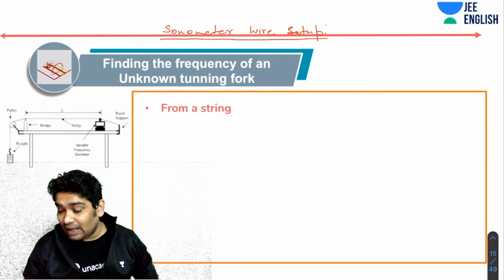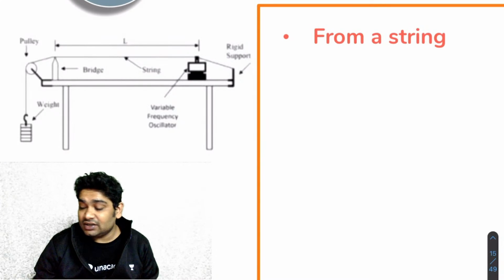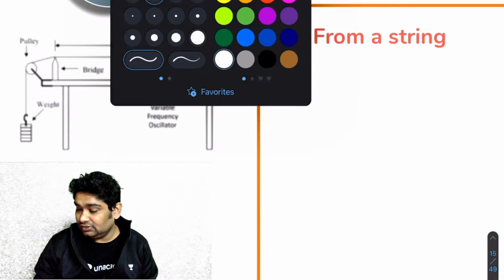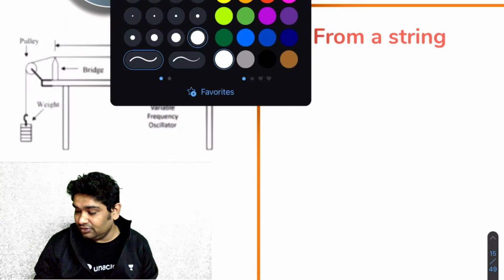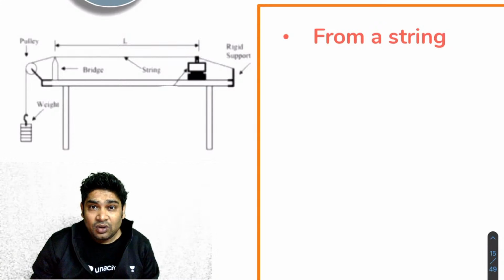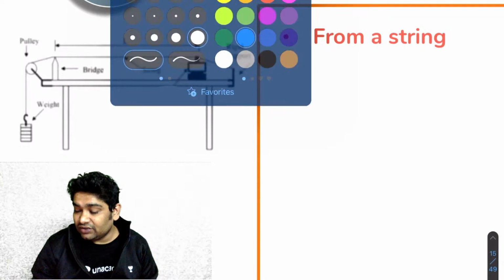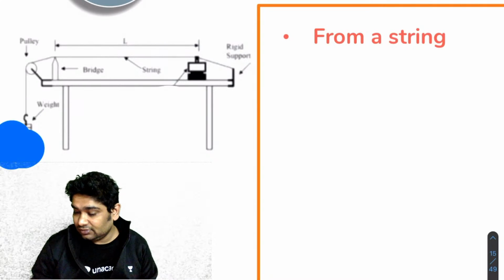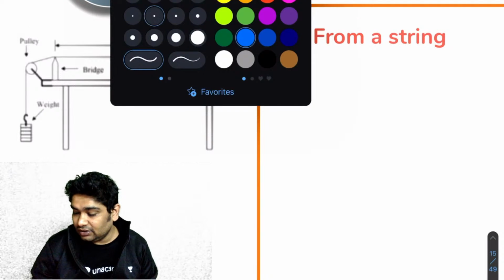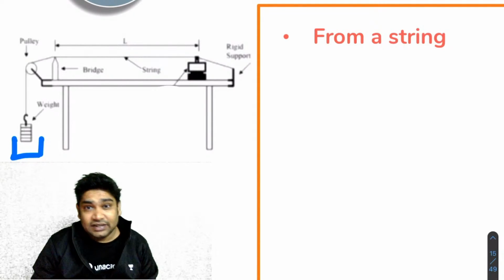So what happens is that you have a string, wherein you have a weight which is attached with the string. So this weight can be adjusted according to you. Now that will adjust the tension in the string.